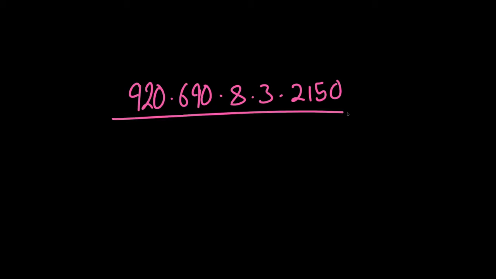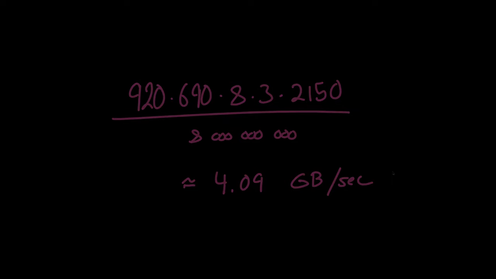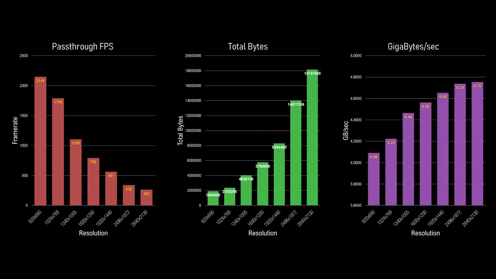But when transferring a 920x690 image from the 1070 Ti to the 980 Ti, the pass-through frame rate dropped to 2150fps. If we do the math, 920 times 690 pixels times 8 bits per color times 3 colors times 2150fps, we get a throughput of around 4.1 gigabytes per second. With the same throughput computations run for each resolution, 1340x1005, 1600x1200, and finally 2840x2130, the maximal amount of data that's capable of being sent over the PCIe x8 bus seems to top out at around 4.8 gigabytes per second.